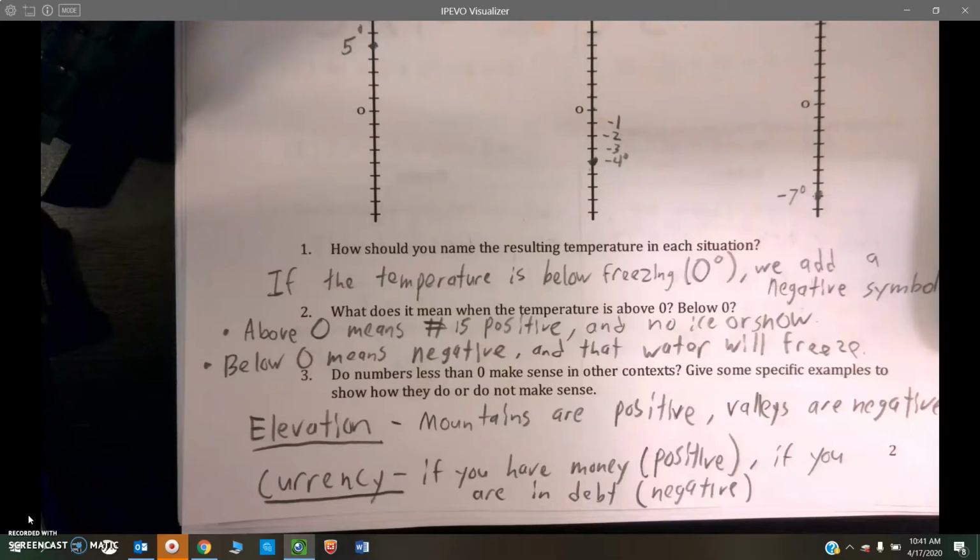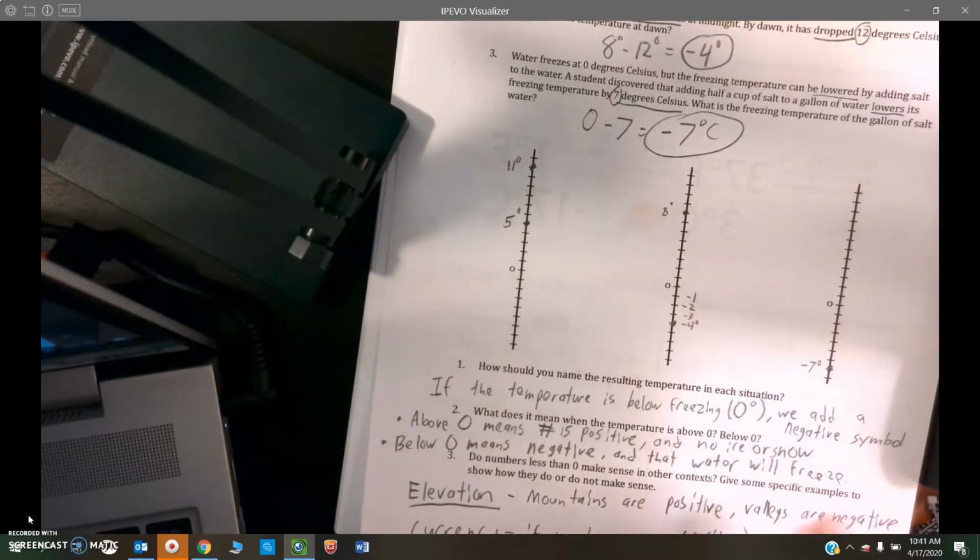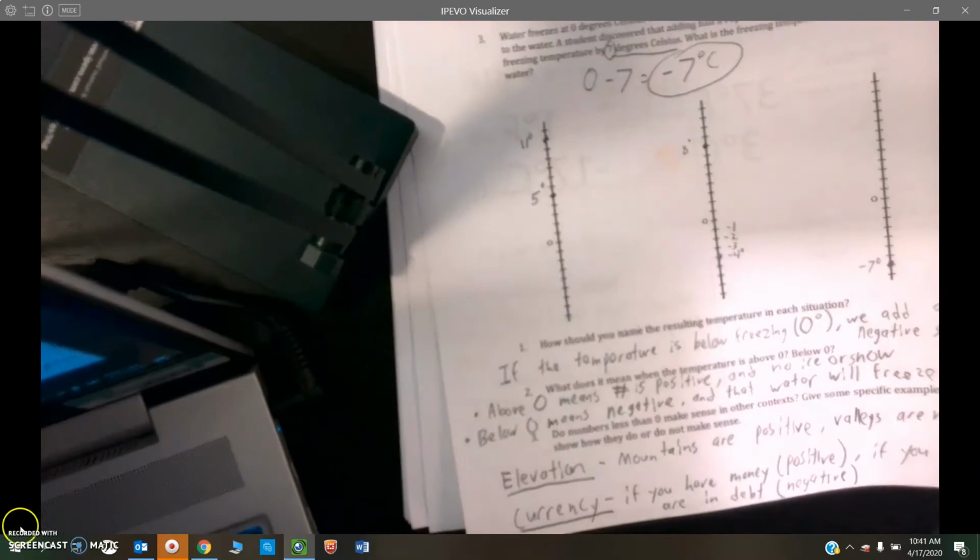All right, and we'll learn more about that in the coming lessons. So with that, make sure you have all these notes down, and then we'll move on to the next section.